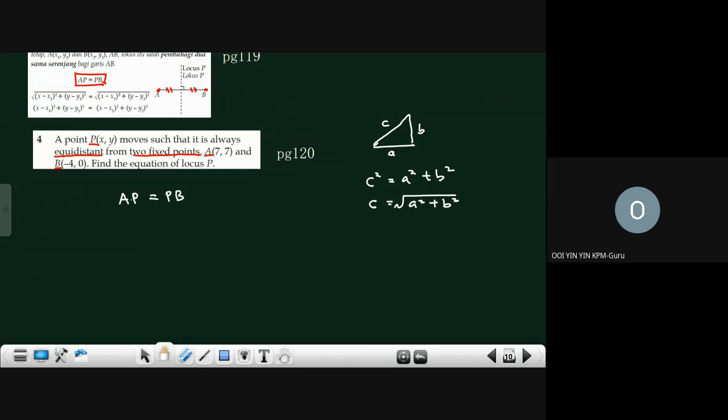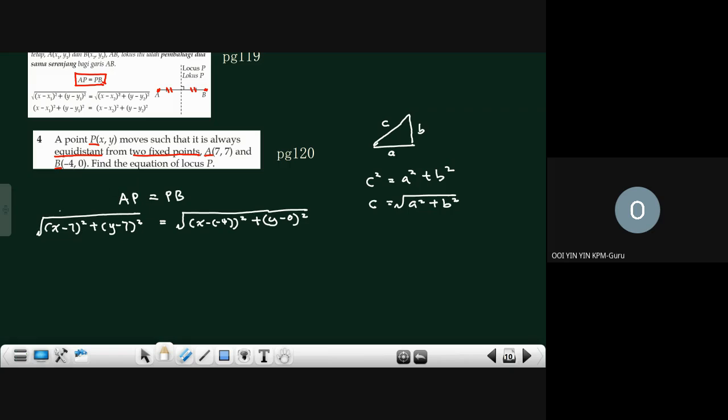So now when we talk about AP, we are talking about distance. For distance, there is no square, so we must square root the formula. Okay, square root of x minus 7 square, plus y minus 7 square, equals, here also square root. Your point B is 4, negative 4, right? So x minus negative 4 square, plus y minus 0 square.